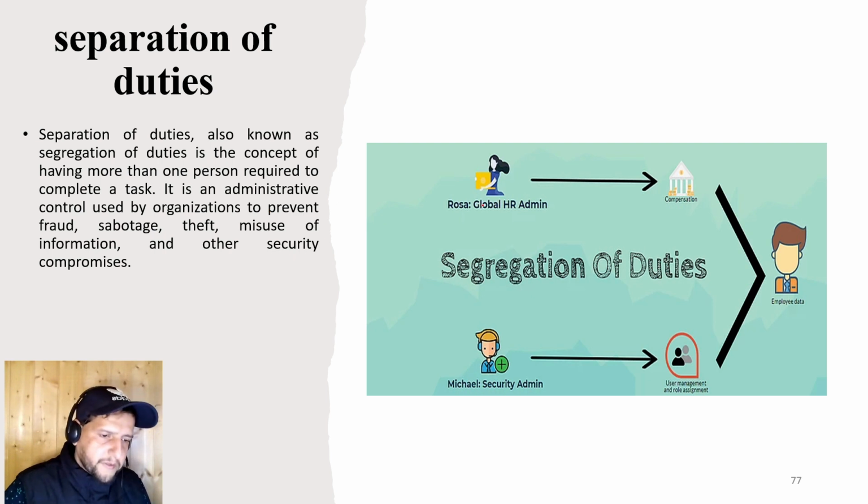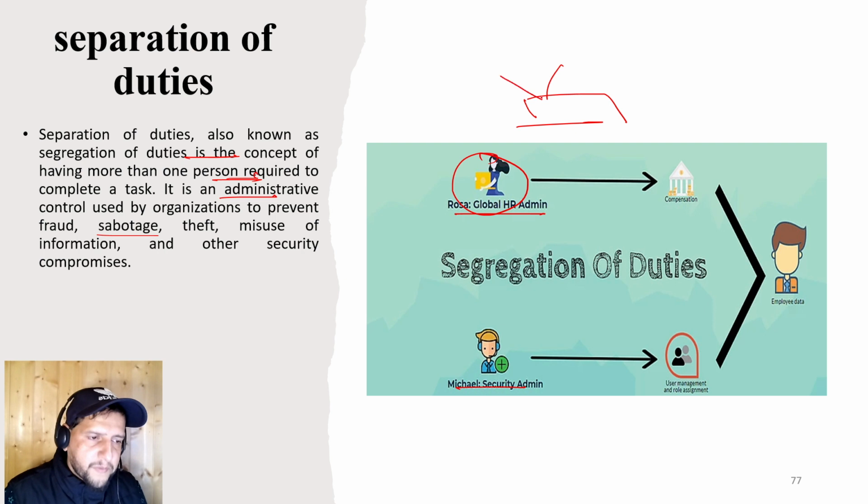Separation of duties. Like he's a global HR, then Michael is a security admin. So what do you do? You segregate those duties. So what will happen in segregation of duties? It's a concept of having more than one person required to complete a task. It's an administrative control which is used by organizations to prevent fraud, sabotage, theft, and misuse of information. So not only can this person do HR, but there's something which is done by multiple people to avoid misusing their power.